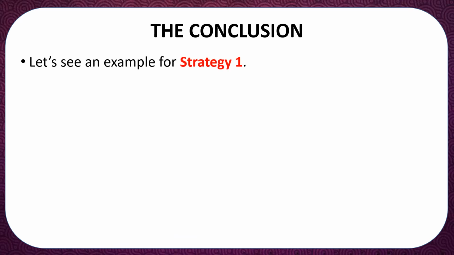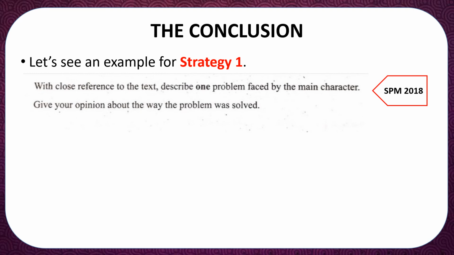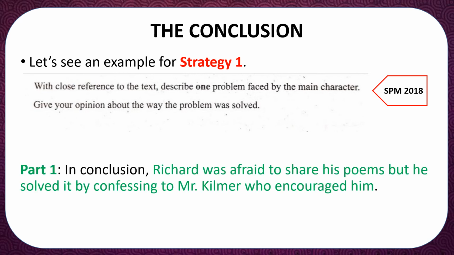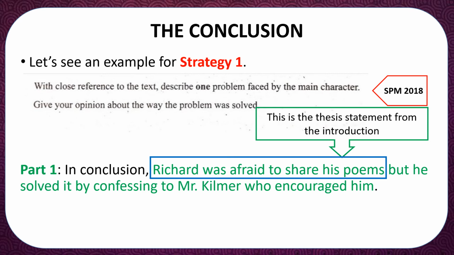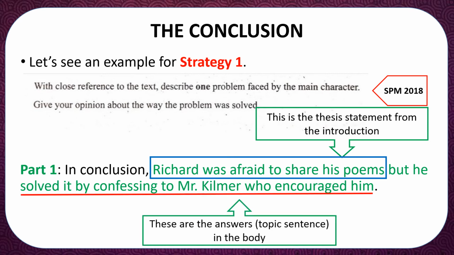Now let's see an example of conclusion for strategy 1. Remember, strategy 1 is question SPM 2018. So let's see. In conclusion, Richard was afraid to share his poems, but he solved it by confessing to Mr. Kilmer, who encouraged him. Okay, remember this is the thesis statement from the introduction. And this last part is the answers, the topic sentence in the body. Okay, you need to mention both because this is what you wrote in paragraph 1. This is basically the answer.